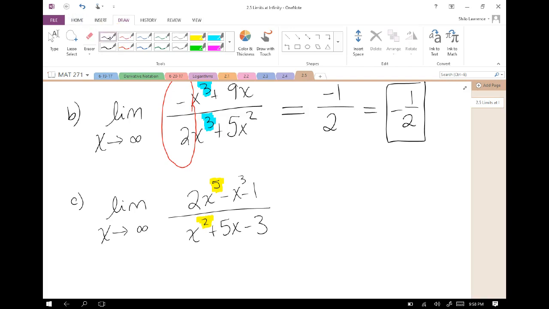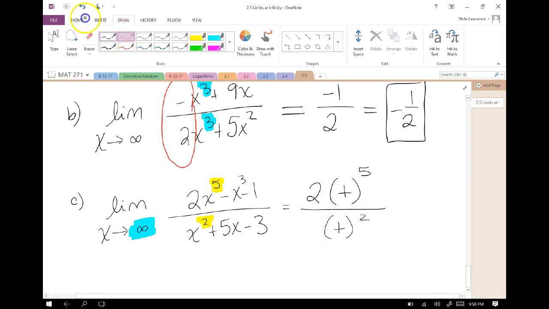So what we do is we say, well, if I'm going to plug in positive numbers, because it says go to positive infinity, what happens if I do 2 times some positive number to the 5th over some positive number squared? Remember, these other smaller terms don't matter. The only thing that matters are the leading terms. We already know it's an infinite limit. We just need to decide whether it's positive infinity or negative infinity.